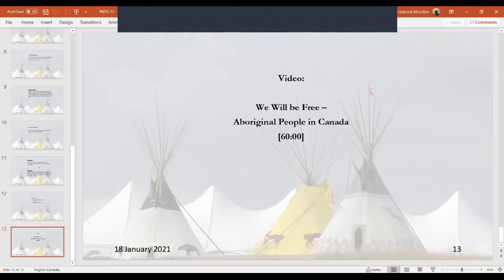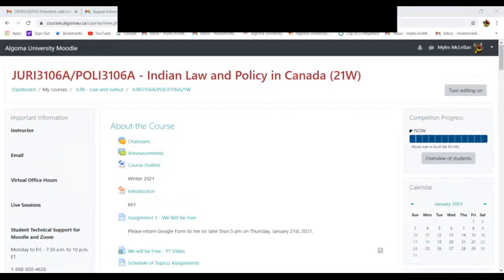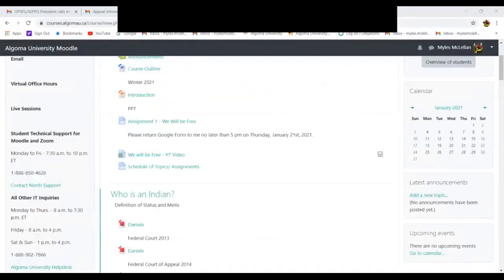Let me just see if I can go to Moodle. Okay, so there we go. It's called Indian Law Policy. That's administration's error. That's been changed, but obviously the registrar's office doesn't know that, but it has been. All right, so this is what everybody's Moodle looks like.